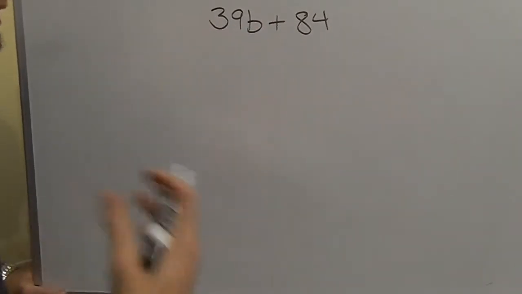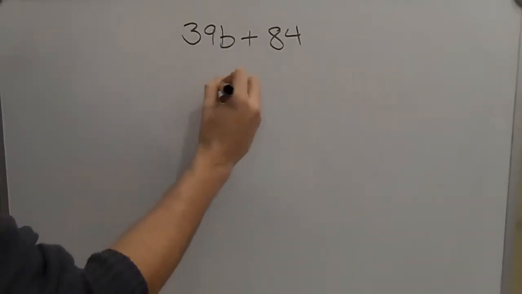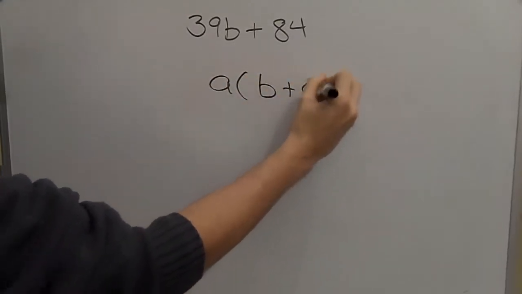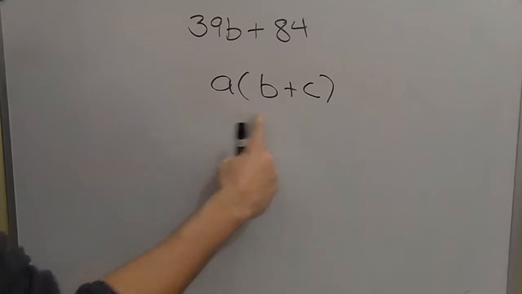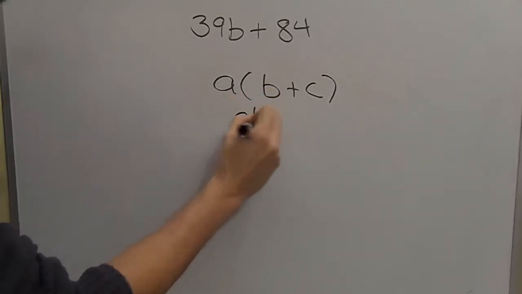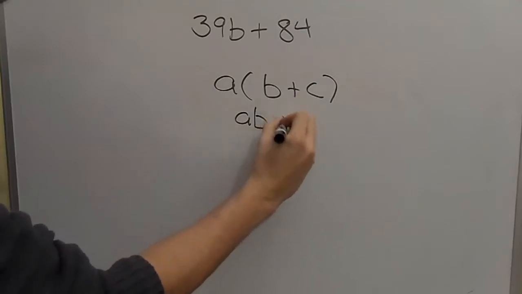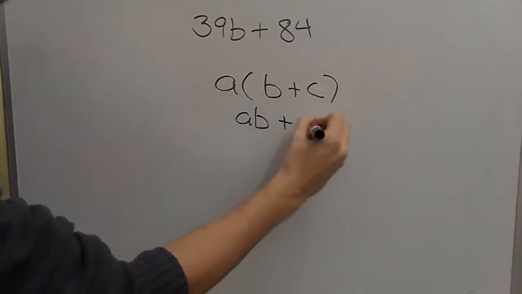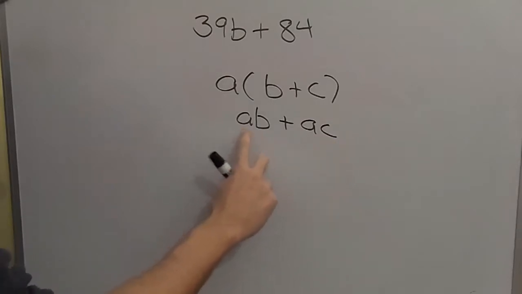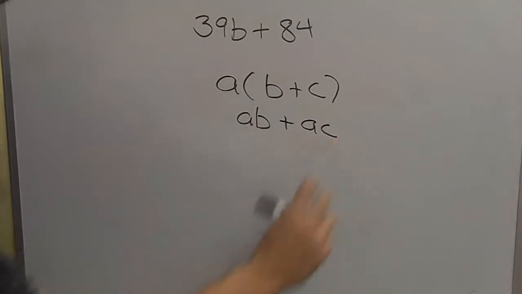We're actually going to have to do a reverse distributive property thing, because what happens with distributive property is you take the number on the outside and you multiply it by both numbers inside. So I'm going to do a times b, and I'll get one of my numbers, plus a times c to get one of my other numbers. So I end up with an expression of this product plus this product, which is what this is.